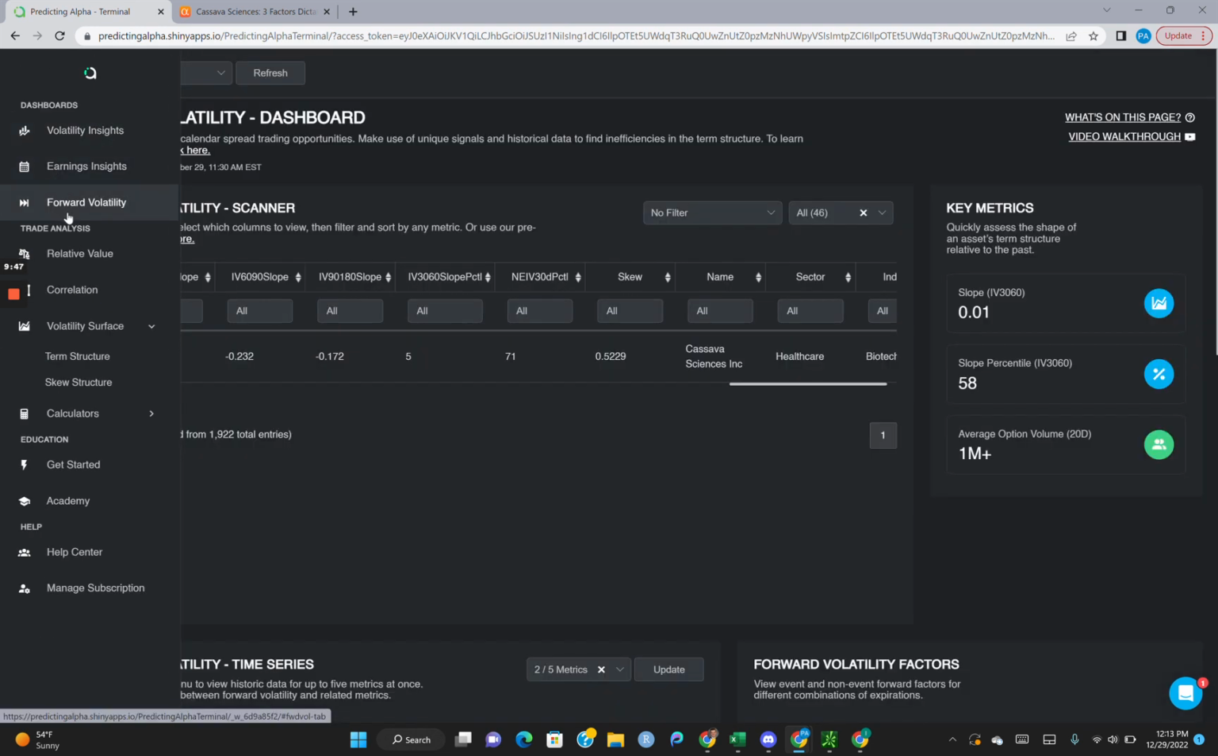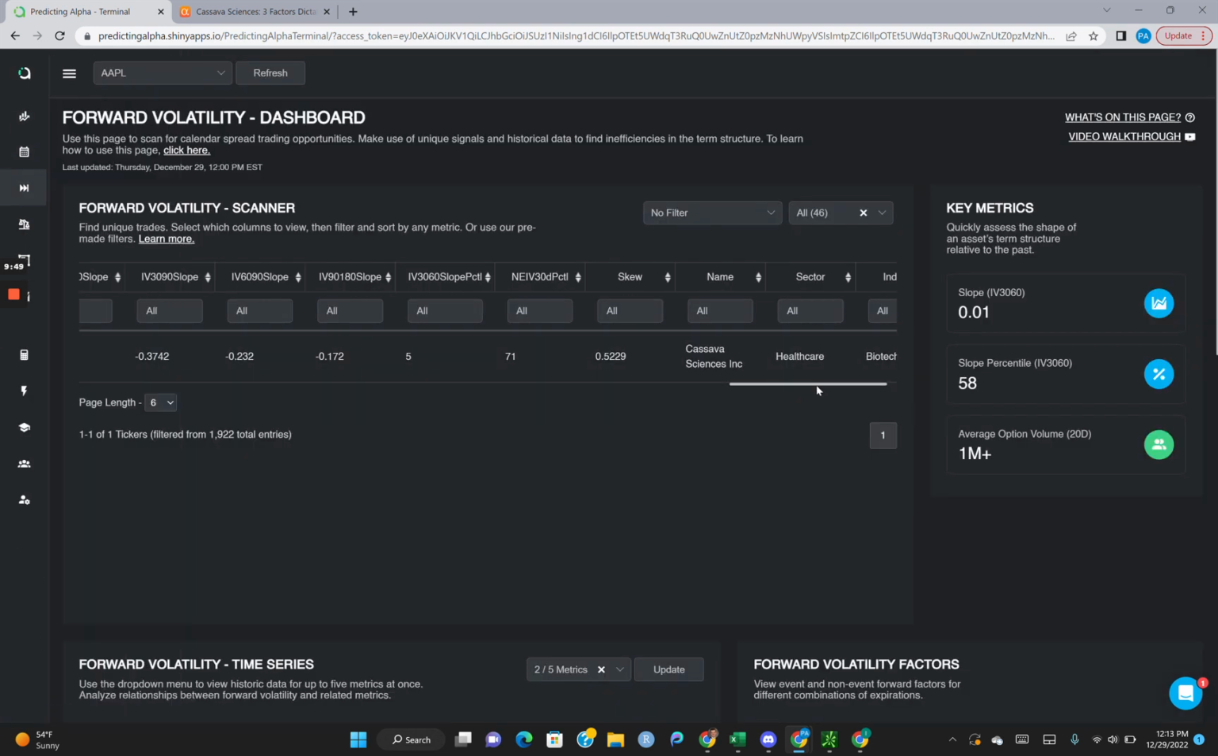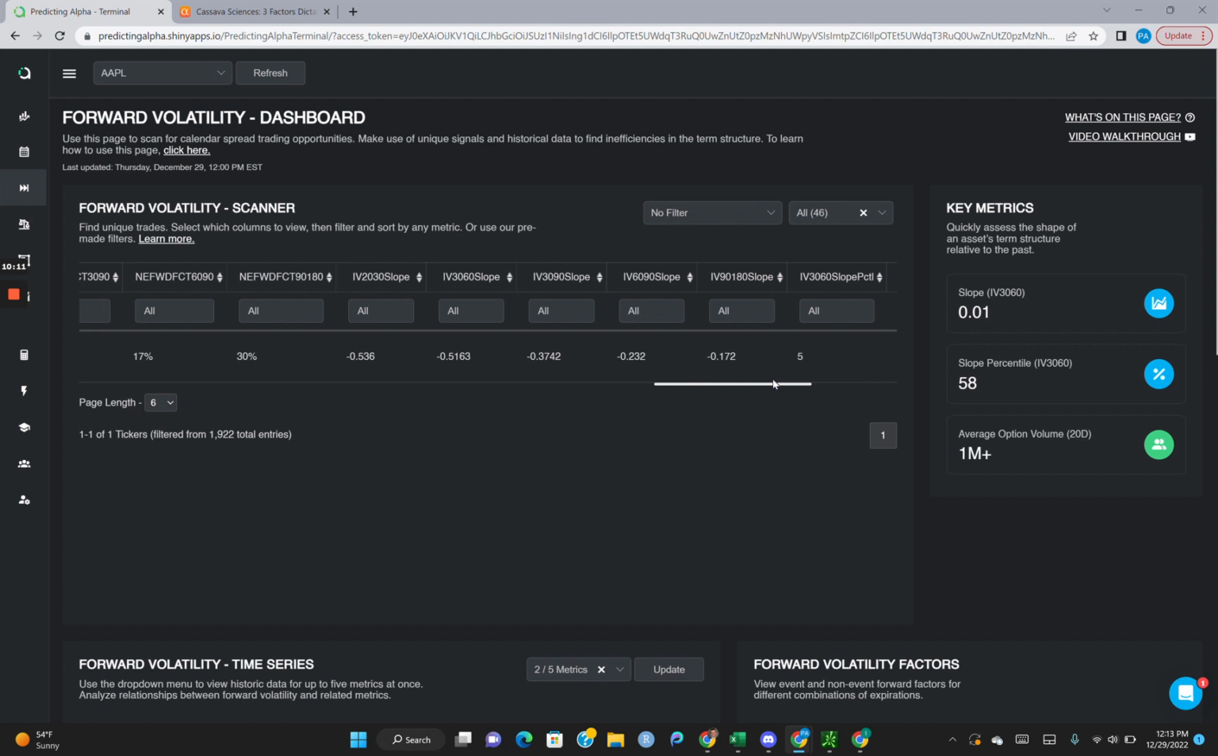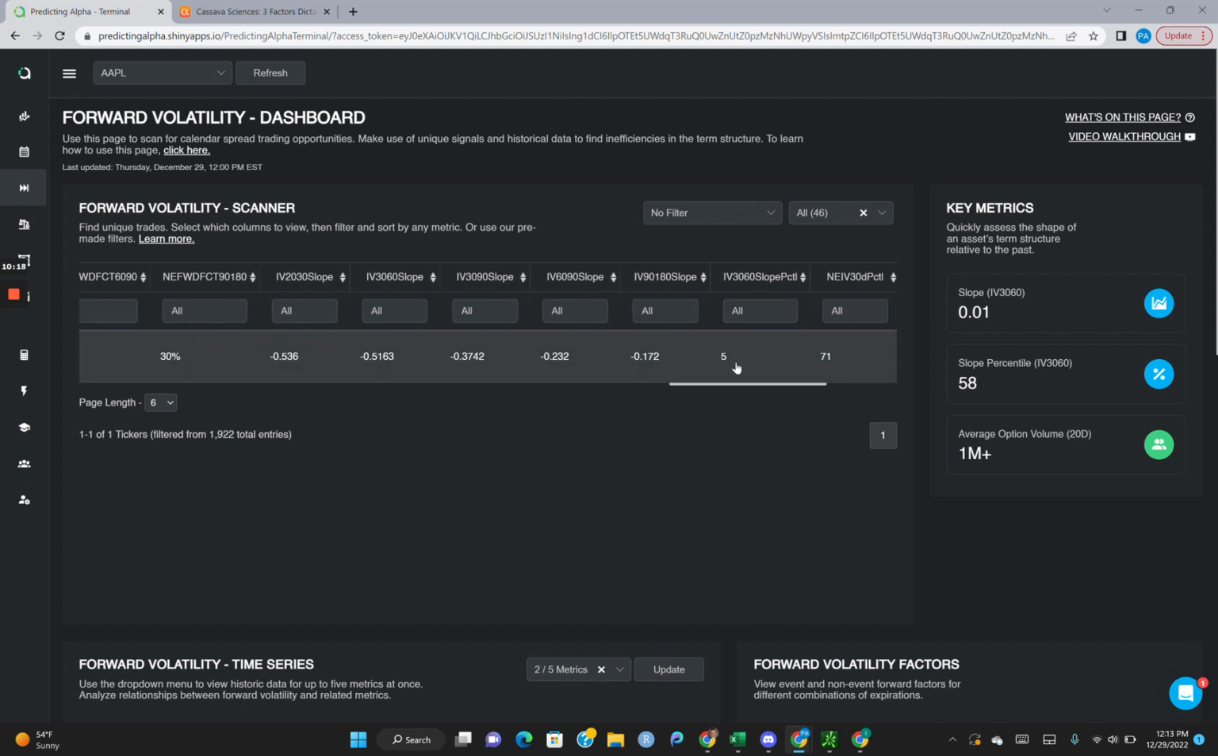If we go down the forward volatility tab and we take a look at what's going on with SAVA Sciences, right? We can see that we're looking at a level of slope right now that is ridiculous on this thing, right? IV 30/60 slope, -51. That's ridiculous. That is ridiculous backwardation. It's not actually, I take that back. It's not insanely ridiculous, but it is backwardation nonetheless. And we can see that this is in some of the steepest backwardation that's been in the past year.